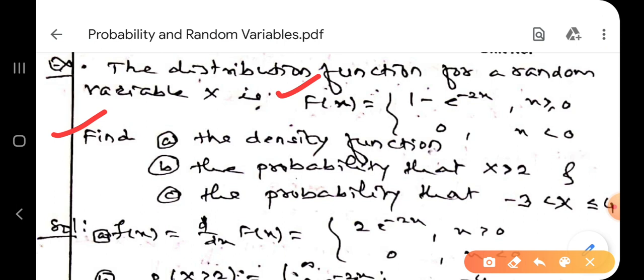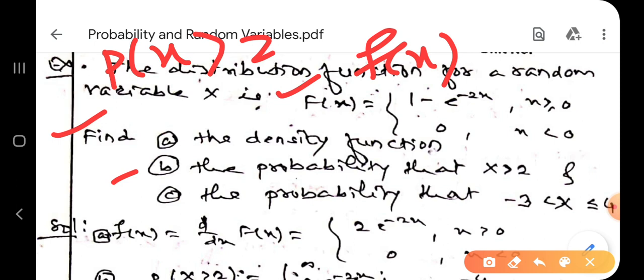Find, first one is the density function, means I have to find small f of x, density function. Second one is the probability that x is greater than 2, means p of x greater than 2 we have to find. Third, probability that minus 3 is less than x is less than or equal to 4, means lies between minus 3 and 4 we have to find. So all three questions we will solve.